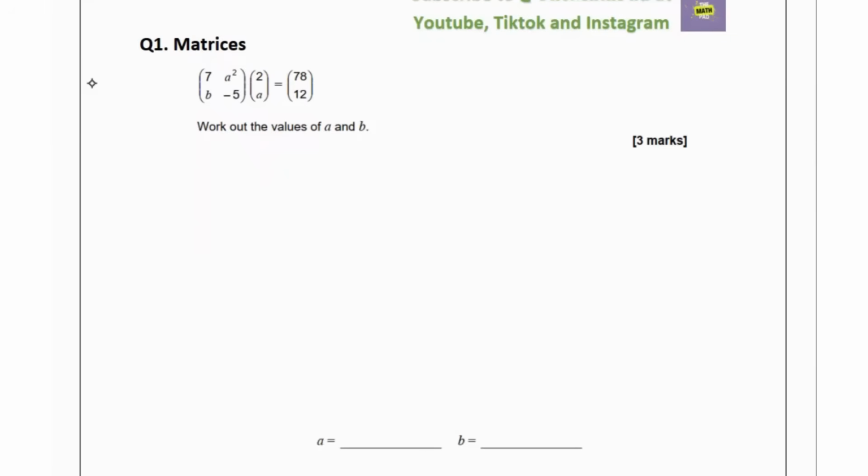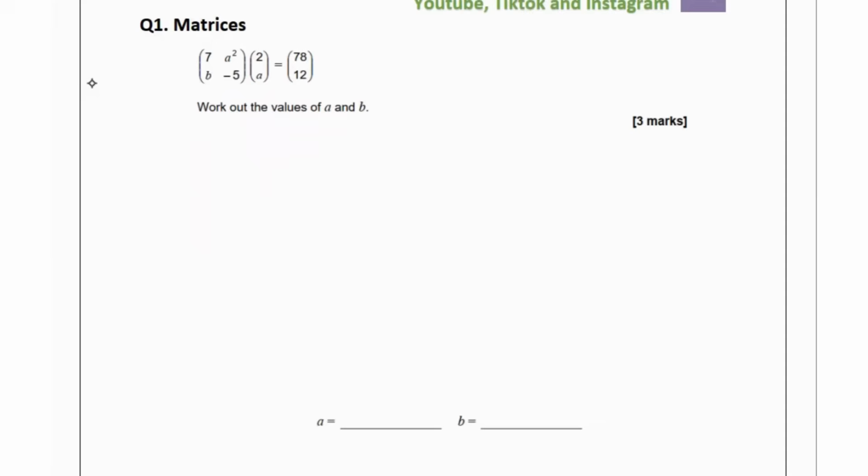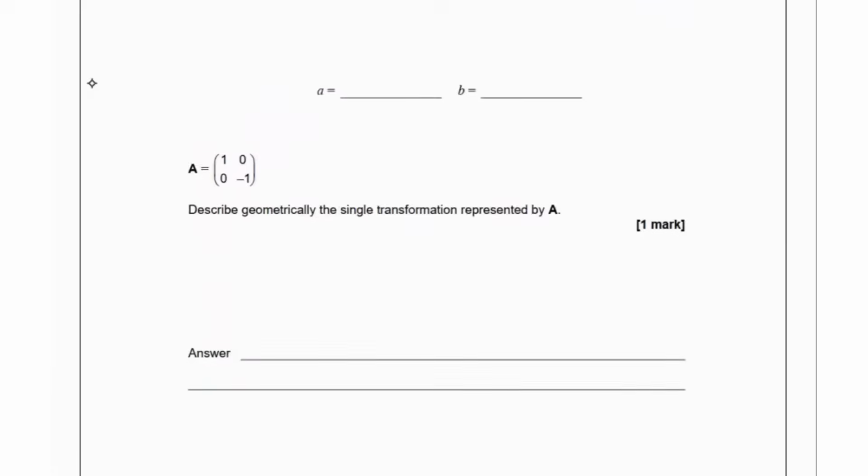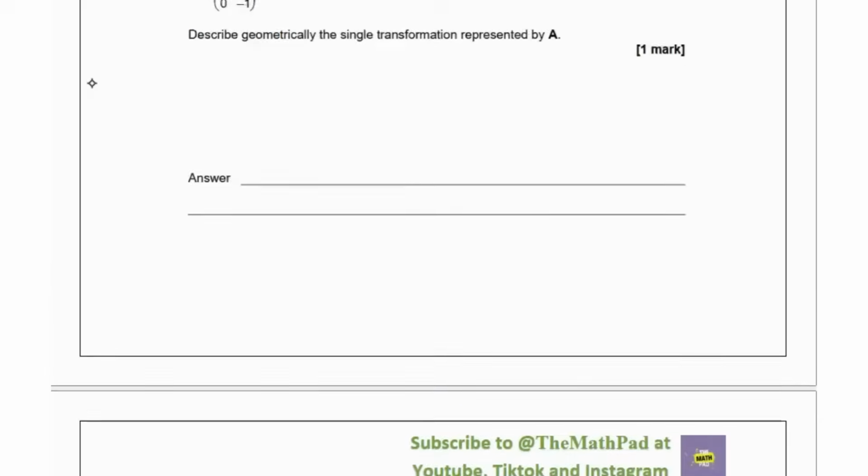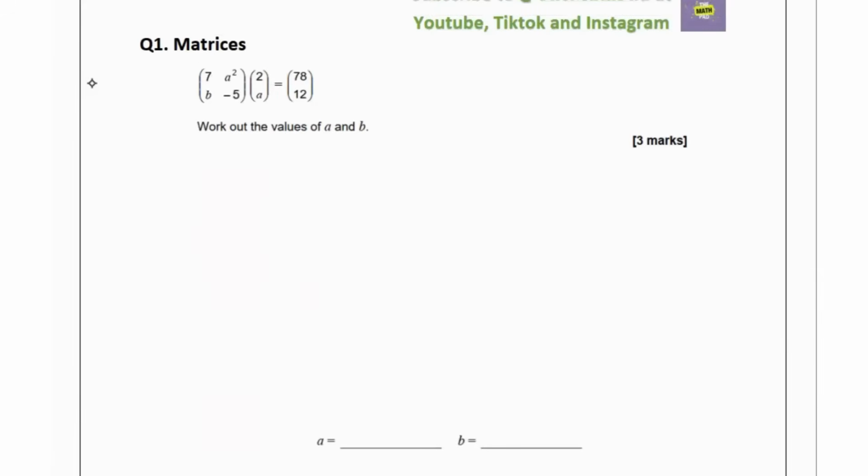So I was told that multiplication of matrices came. But just to be on the safe side, I added two parts to this matrices question. One is for multiplication and the other is for transformations. For the multiplication one, I chose a difficult question which uses algebra as well to figure out the values of a and b. So to be on the safe side, it's best to practice it just in case they give it again. We have the matrix 7, a squared, b, negative 5 being multiplied by the matrix 2, a, and the result is 78 and 12. We have to work out the values of a and b.